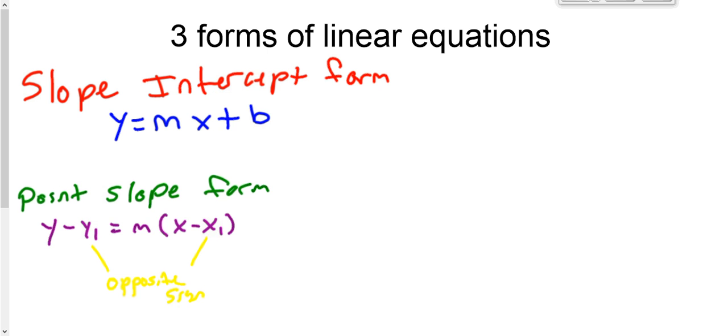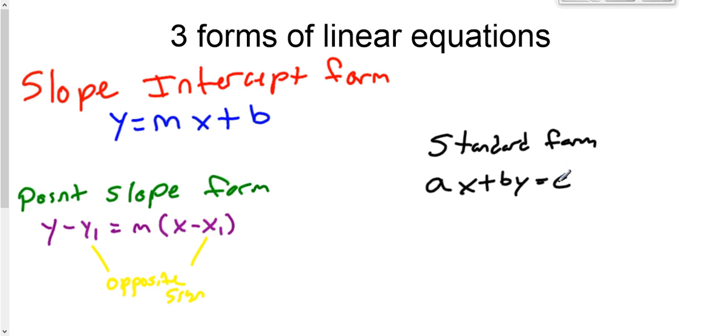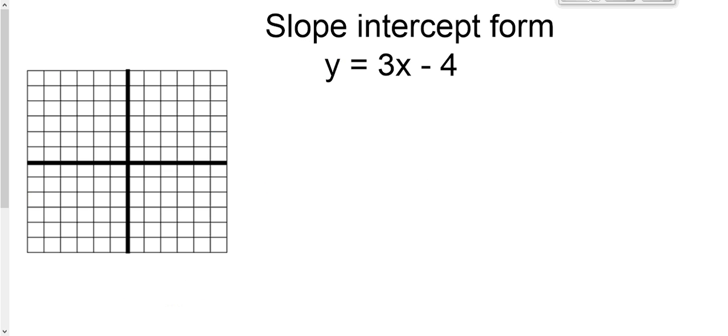Now our third form, which we're not going to talk about until tomorrow, we'll just rewrite it again. Standard form: ax plus by equals c. It is not graphable from this form. We have to do some work to get it graphable. Today we're just focusing on the forms that are graphable. We're going to start with slope-intercept form.